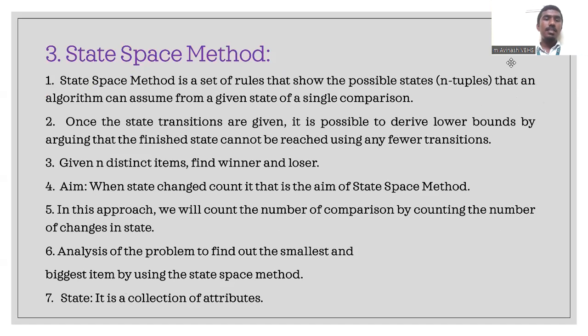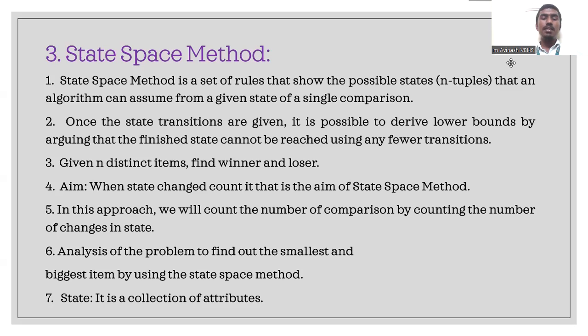State space method. The state space method is a set of rules that show the possible states or tuples that an algorithm can assume from a given state of a single comparison. Once the state transitions are given, it is possible to derive lower bounds by arguing that the final state cannot be reached using any fewer transitions. Given n distinct items, find the winner and loser. The aim is that when the state changes, we count it. In this approach, we count the number of comparisons by counting the number of changes in state.